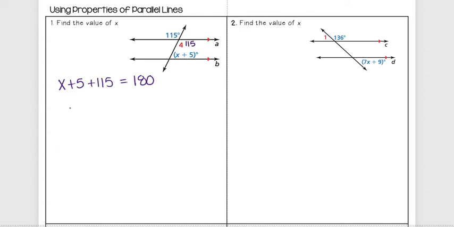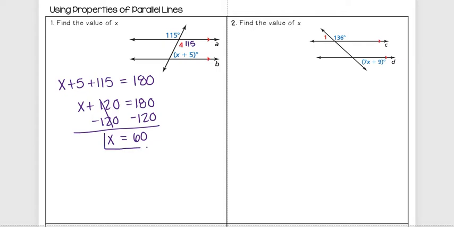And so now I'm going to solve for x. Well, 5 plus 115, I get 120. And then I subtract 120 from both sides. And I get that x is equal to 60. So for these, it's really important just to remember all of your theorems so that you can kind of move numbers to where you need them to in order to find x. So go ahead and try that next one on your own.